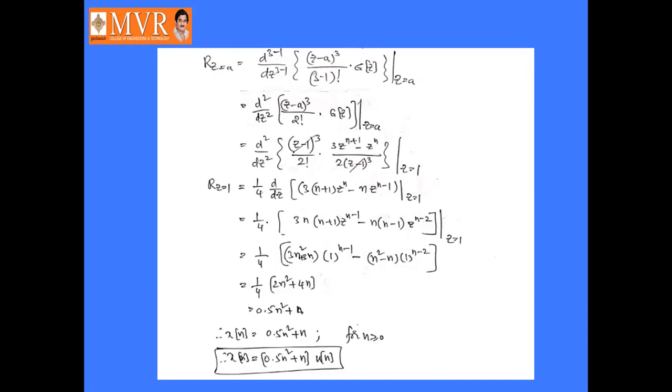Again we do the differentiation: 3n into (n plus 1) into z power n minus 1, minus n into (n minus 1) into z power n minus 2, at z equal to 1. Now substituting z equal to 1, we get (3n square plus 3n) into 1 power n minus 1, minus (n square minus n) into 1 power n minus 2. So it will become 1 by 4 into (2n square plus 4n), or we can write this as 0.5 n square plus n. So x of n equals (0.5 n square plus n) into u of n for n greater than or equal to 0.